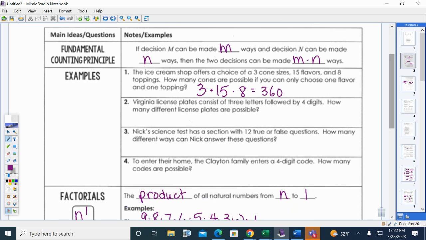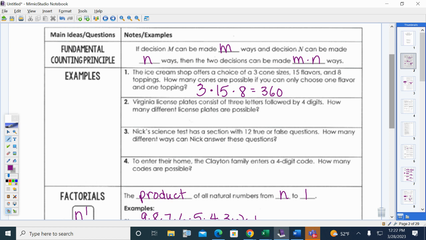On example number 2, it says Virginia license plates consist of 3 letters followed by 4 digits. How many different license plates are possible? So your alphabet has 26 letters in it, and when it talks about digits, you have to include 0. So there are 10 digits, 1-digit numbers is what we're focusing on there.